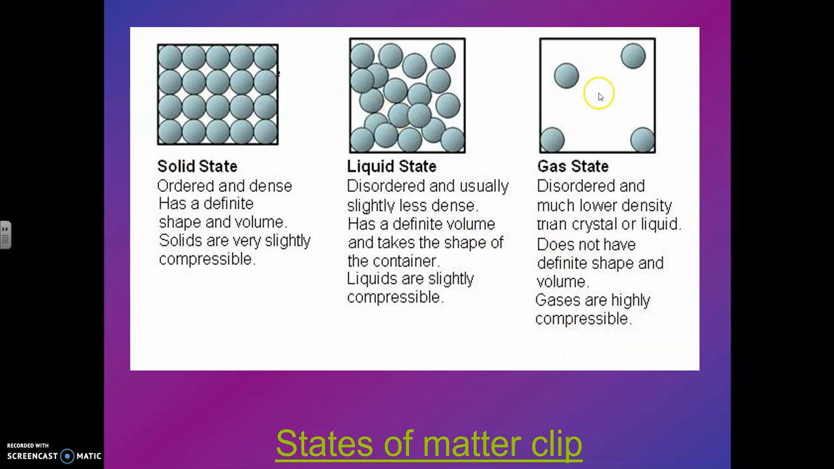Something else to note about these that this picture doesn't actually show is the speed of the particles. So in the solid state, the particles are still moving, but they're only vibrating because that's all the space they have. Okay, think about if you're in a packed bus or train. The only thing you can do is move a little bit, and that's kind of what our solid particles can do there. In a liquid state, they don't have that organization. They can move a little bit more quickly, but they are not moving quick enough to actually separate from each other. And in a gas state, they're far apart, they're moving very quickly, and they're all kind of doing their own thing.